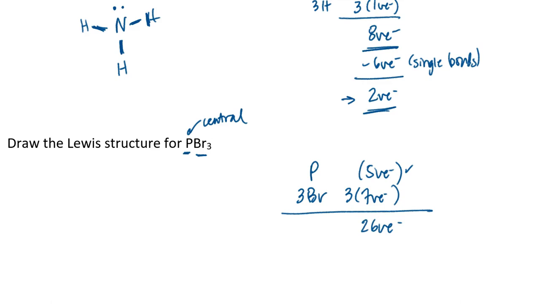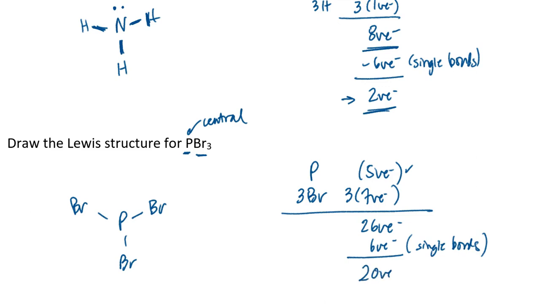And so I'm going to start putting the structure together. Again, we said the phosphorus would be central to the structure, and then I'm going to connect all of the bromines to it using single bonds. Again, each single bond represents 2 valence electrons. And so since I've added 3 single bonds to the structure, I would be subtracting out 6 valence electrons because of those single bonds that I've added to the structure. So now I have 20 valence electrons left over that I have to distribute.